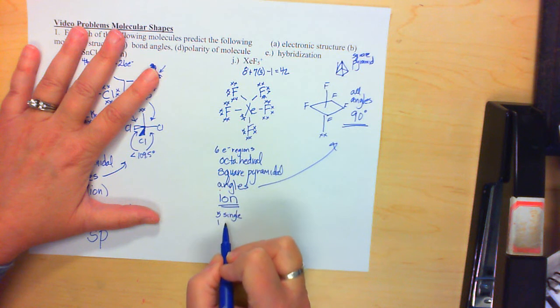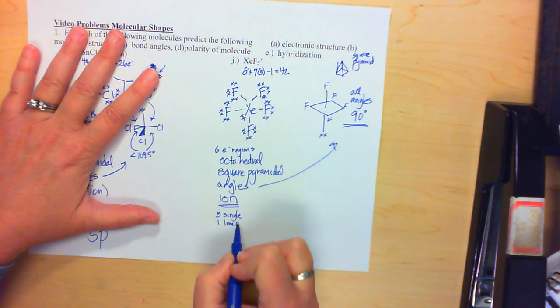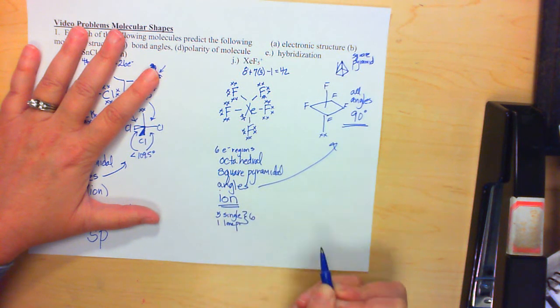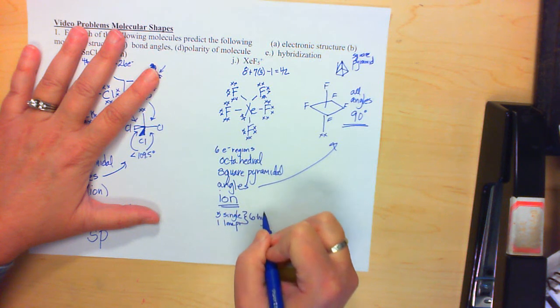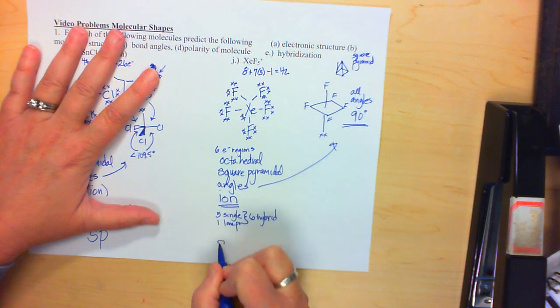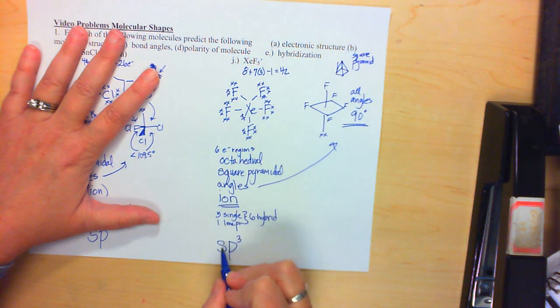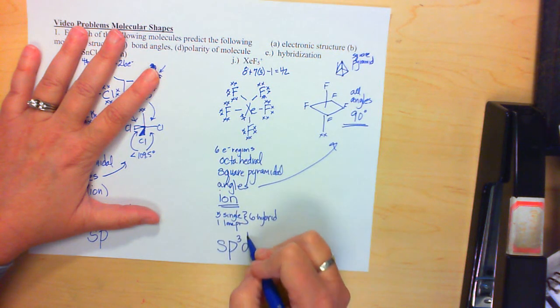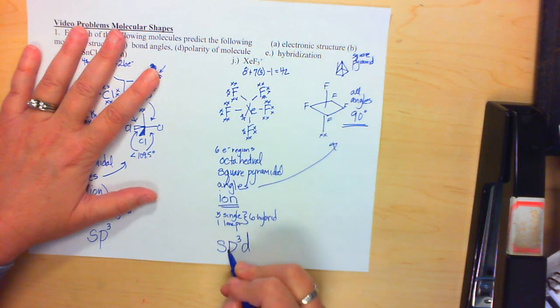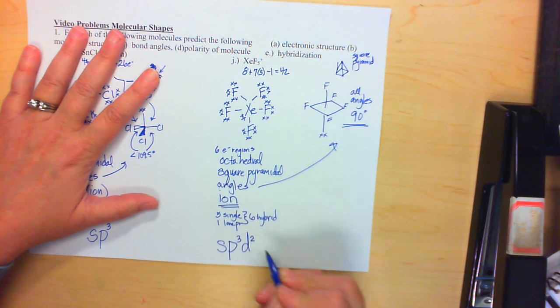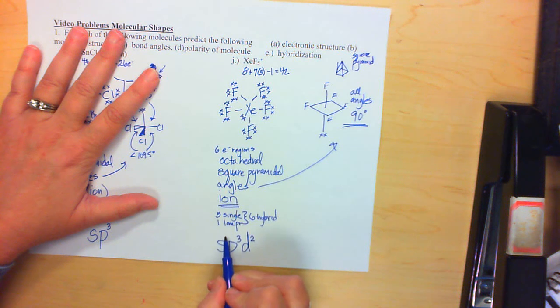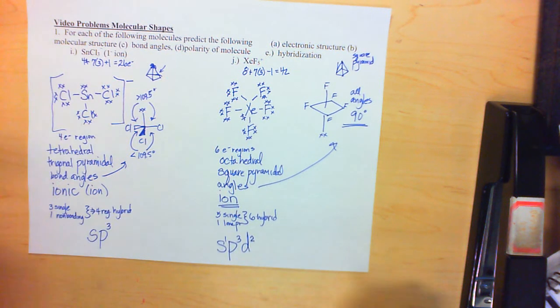bonds, and 1 lone pair. So that's 6 hybrids. In order to get 6 hybrids, we'll start with S, always. We only got 1. How many P's? We get 3. We're up to 4. Then we have to add D's. Wait a minute. Right now we're at 5, so let's move that there. So if we add our exponents, 1 plus 3 plus 2, we now have 6 hybrid orbitals. So this ion is an sp3d2 hybrid.